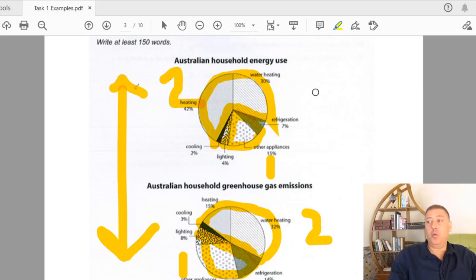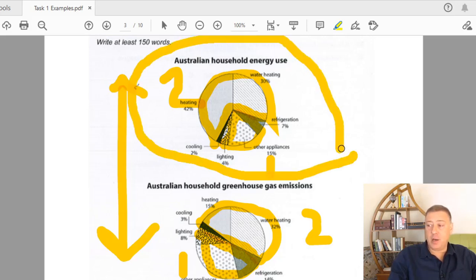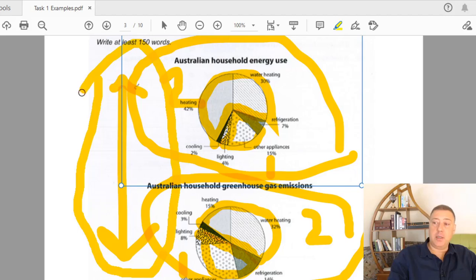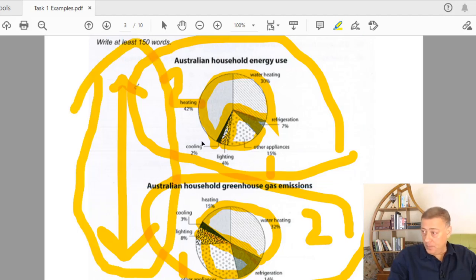So you don't want one paragraph where you just describe this and the other paragraph where you just describe this, because that doesn't allow this. That doesn't allow making comparisons. So that is rather messy.